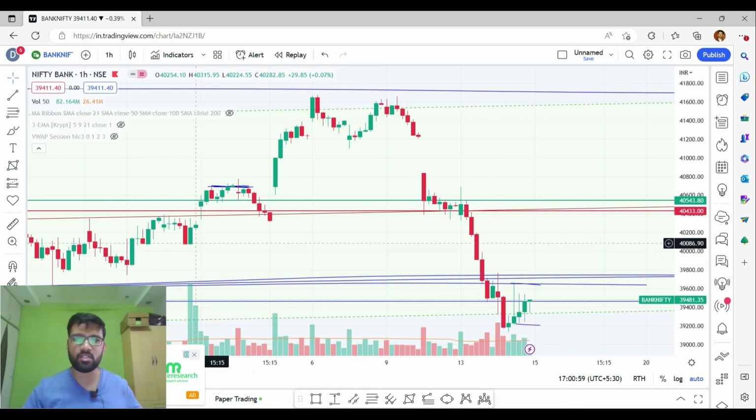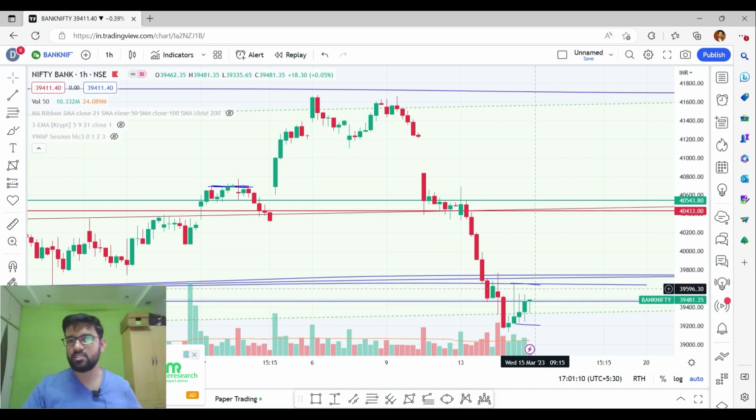And this rally we can expect up to this level, that is the 40,000 level, because this level will be acting as an important support or resistance point. And even if we draw a Fibonacci retracement, this 40,000 level will be coming around the 61.8% retracement. So this level will be acting as an important resistance point for tomorrow's session.